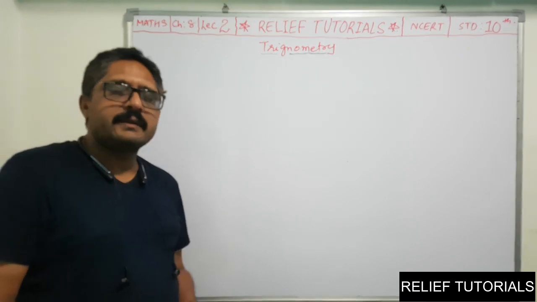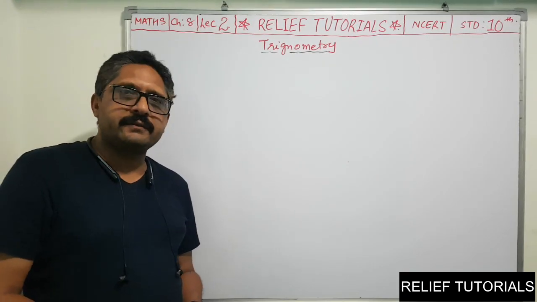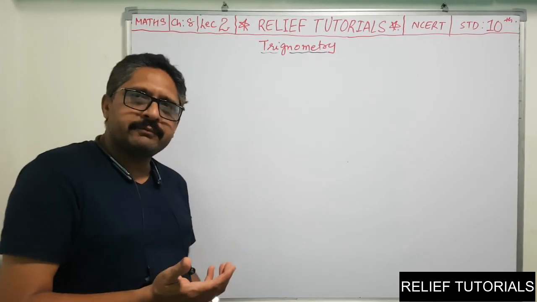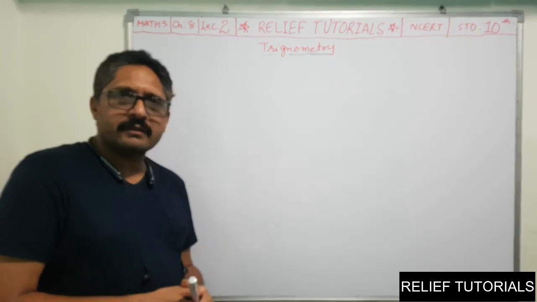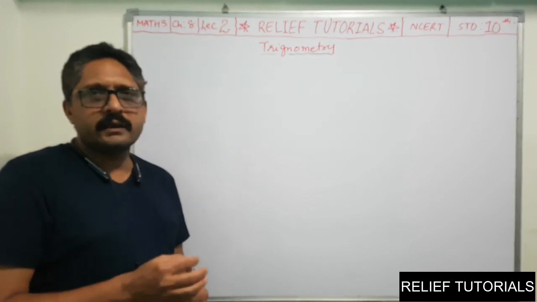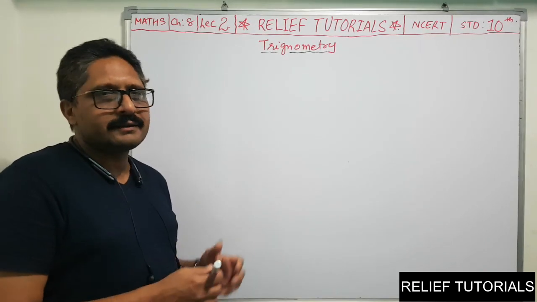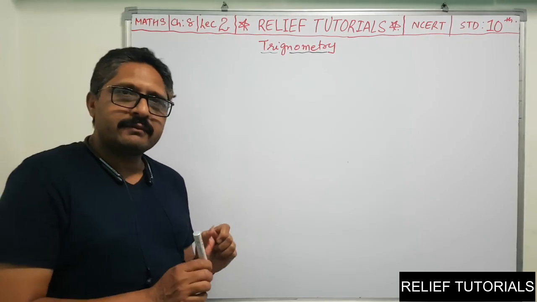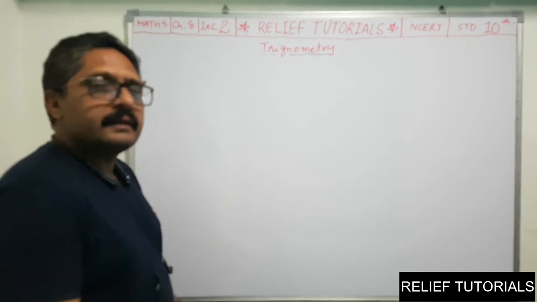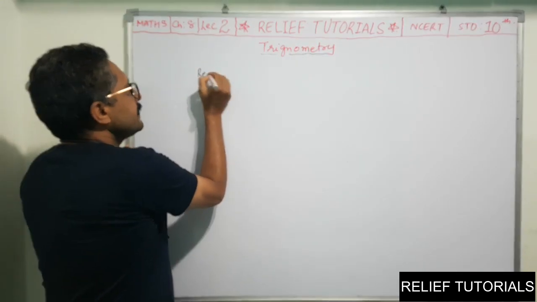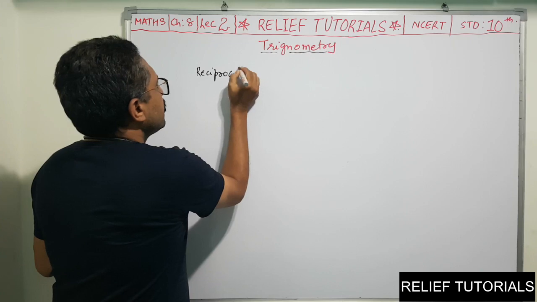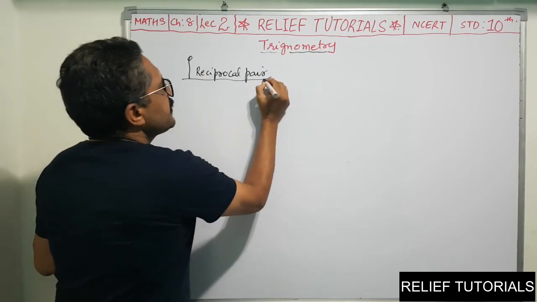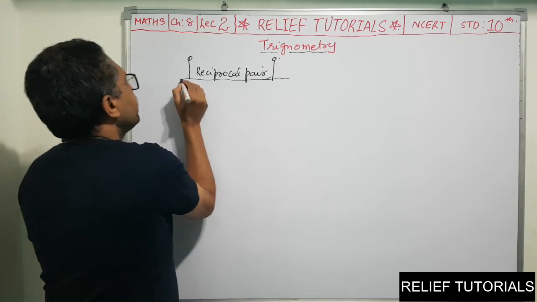Yesterday we discussed the basic concepts of trigonometry. Today we are going to recap what we learned in the previous lecture, because I told you it is very important to remember the basic identities of trigonometry and also the pattern. We discussed reciprocal pairs. It is necessary to remember these reciprocal pairs, and based on them we can memorize all the basic identities.